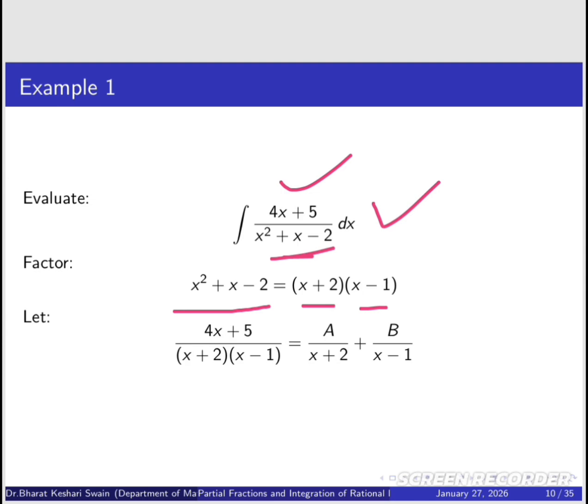So for the partial fraction, what should I write? Because both are linear, we have to write only a constant for each. One constant is for the first factor and the second constant is for the second linear factor. So your question, (4x + 5) divided by (x plus 2) into (x minus 1), can be written as some constant A divided by the first factor (x plus 2), and for the second factor, some constant B divided by (x minus 1). So just write like this.